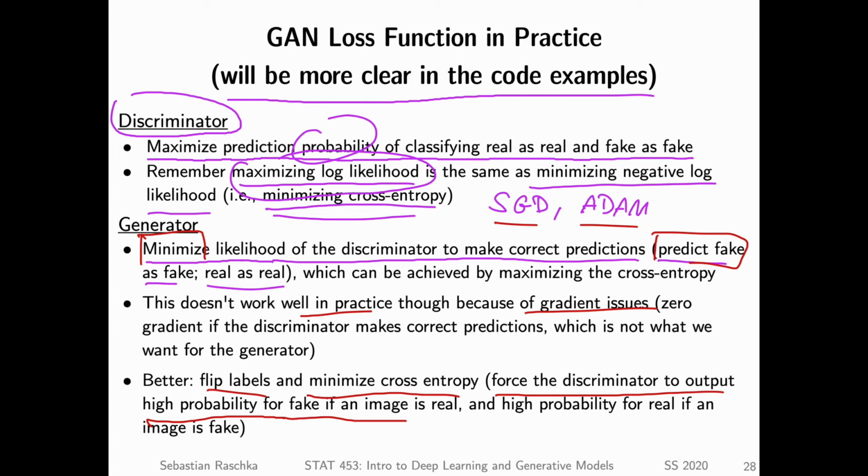So you can think of this as just a regular prediction, a classification problem where we use the cross entropy that we minimize. However, we have the labels now flipped, so we force the classifier in this case to make a wrong prediction. And this is also for the generator part. So the generator will learn how to fool the discriminator just by flipping the labels. And I think that will become more clear, if that's a little bit confusing right now, if we look at the code examples now.